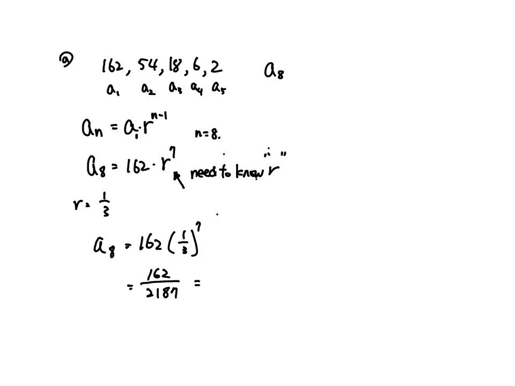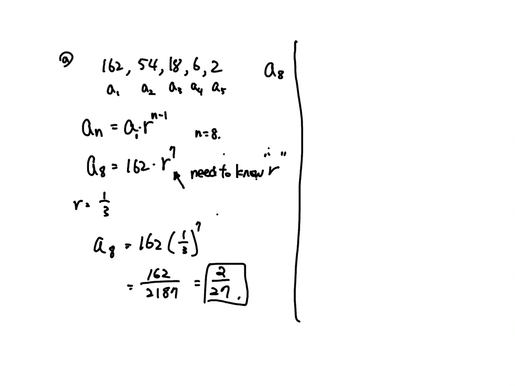And this actually reduced to 2 over 27. Okay, so the 8th term is 2 over 27. We have to make sure that we have the first term and also the common ratio. If we have those two pieces of information, we'll be able to find any term that we want.